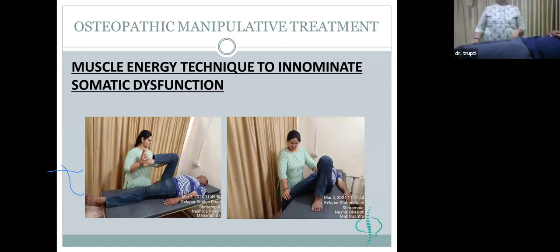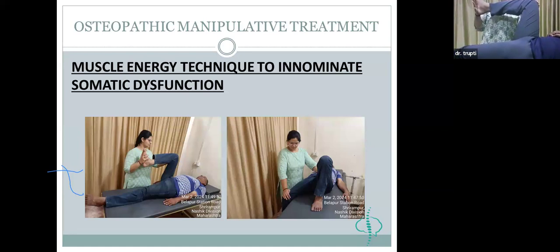So here, first we will be performing MET for anterior innominate rotation. For this, we have to take the hip and knee in 90-90 degree. We'll be taking it a little back and asking the patient to press my leg downwards.